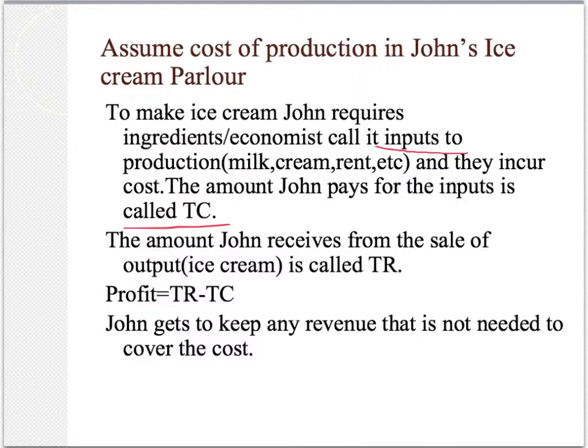The amount John receives from the sale of output, that is ice cream, is called total revenue. Therefore, profit is total revenue minus total cost. John gets to keep any revenue that is not needed to cover the cost.